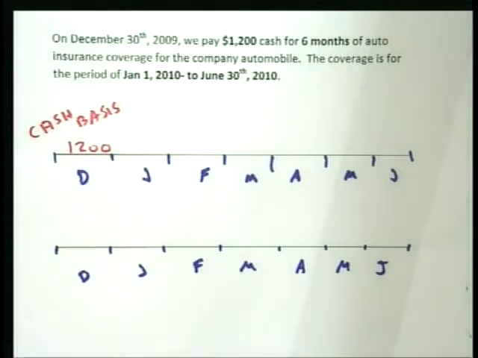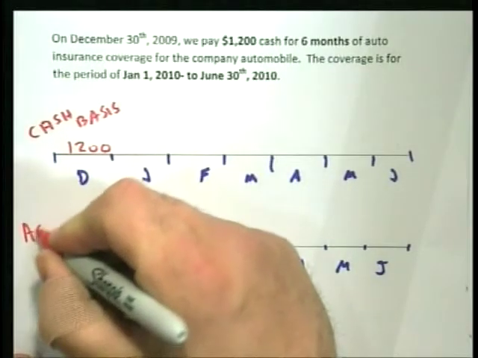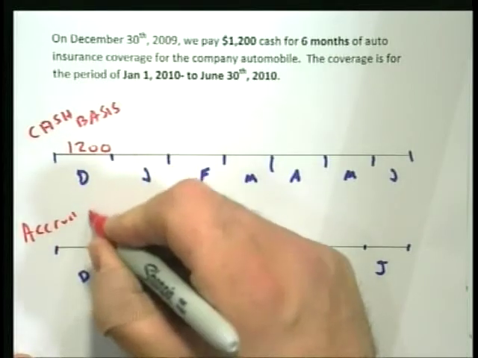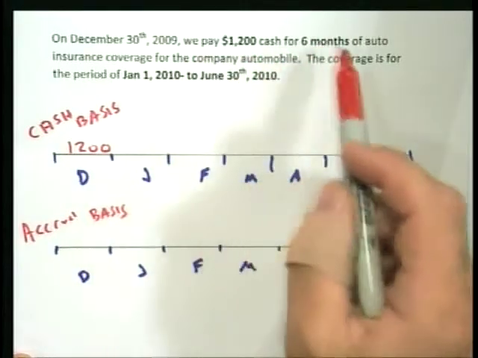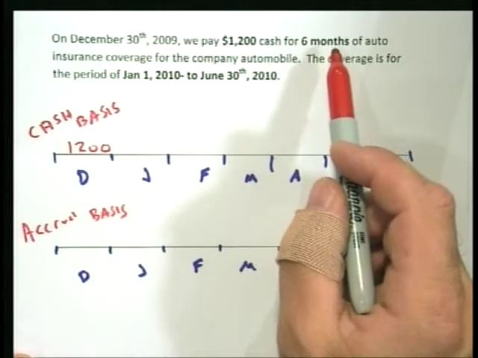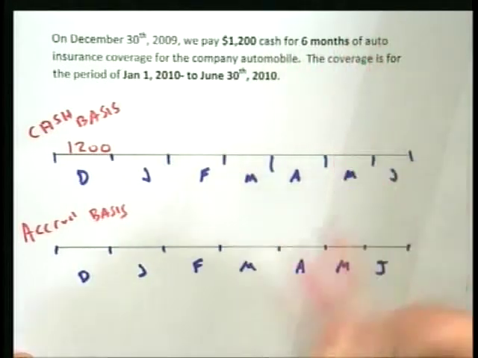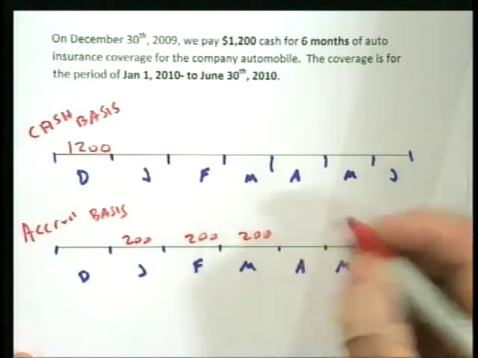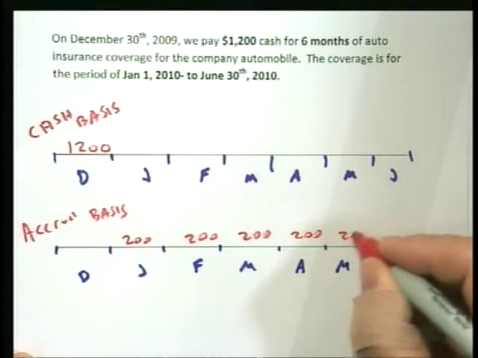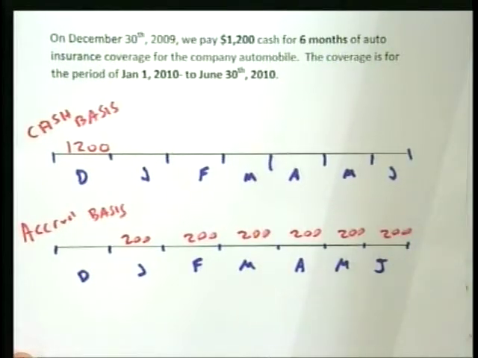Now, what would be a more reasonable way to recognize this expense? Split them between the months. Okay? And that's what we're going to end up doing on the accrual basis. Doesn't it make sense if you're paying $1,200 for 6 months of auto insurance coverage, what are you basically spending per month? $200. Wouldn't it make more sense if somehow $200 worth of expense were recognized in each one of those periods?